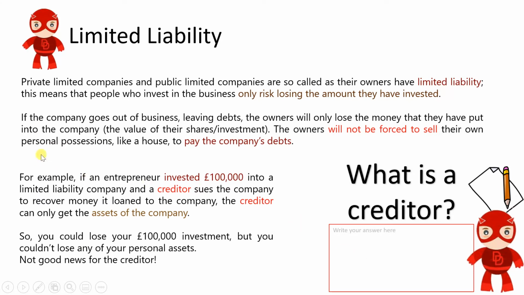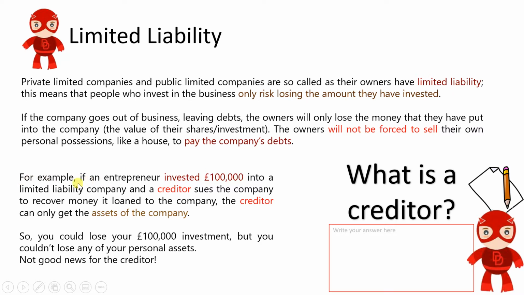Here's a reminder of limited liability. Private limited companies and public limited companies are so called as their owners have limited liability. This means that people who invest in the business only risk losing the amount they have invested. If the company goes out of business, leaving debts, the owners will only lose the money that they have put into the company, the value of their shares or investment. The owners will not be forced to sell their own personal possessions, like a house, to pay the company's debts.